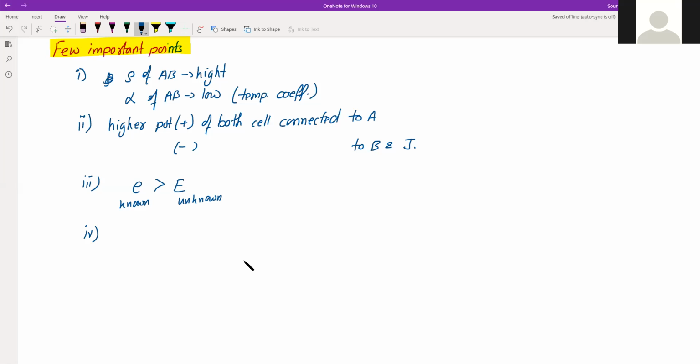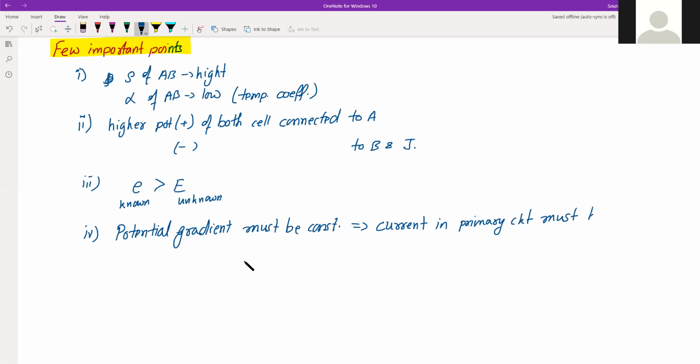Now there is something called potential gradient, and that must remain constant. We'll see what that potential gradient is. So the potential gradient of the wire must be constant. And for this, the current in the primary circuit must remain constant.